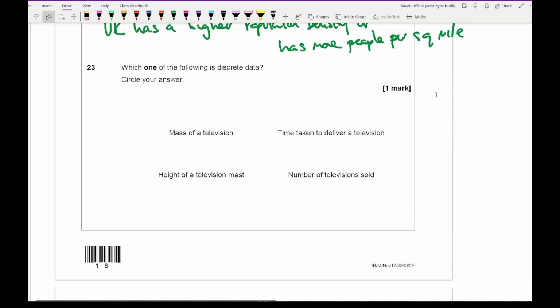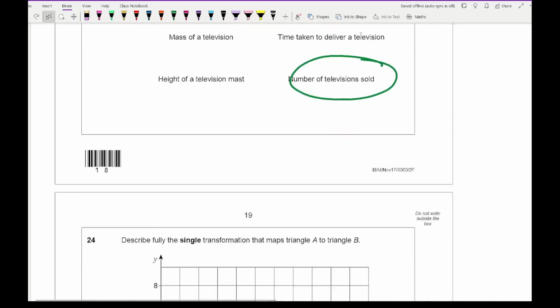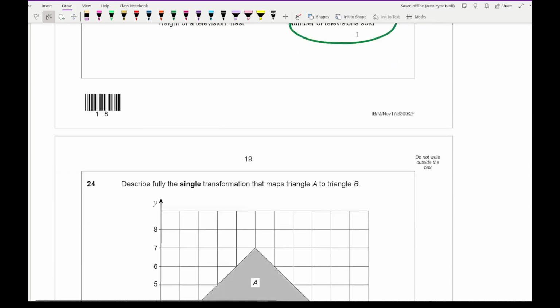Then it says which one of the following is discrete data. Now discrete data is numerical data that can only be certain values, so it has to be specific numbers. The correct answer you should have is the number of TVs sold, because you can't have decimal answers in the number of TVs sold, like half a TV or 0.3 of a TV. Decimal numbers can be discrete, but again, it's not any number within a given range.